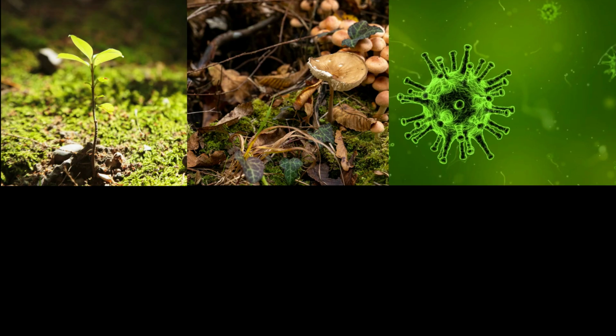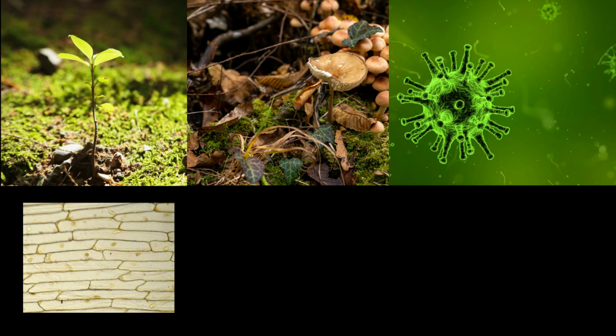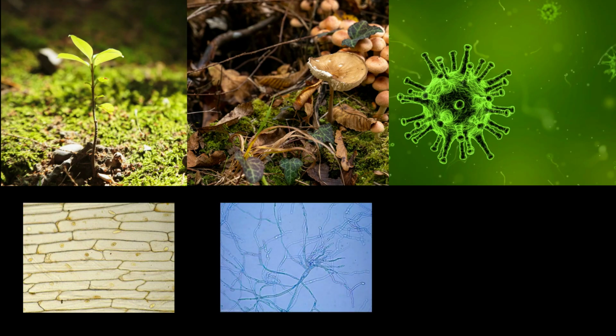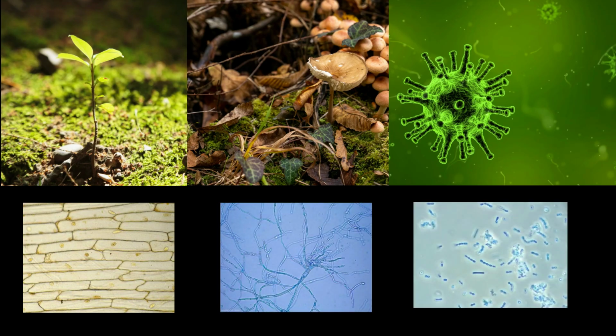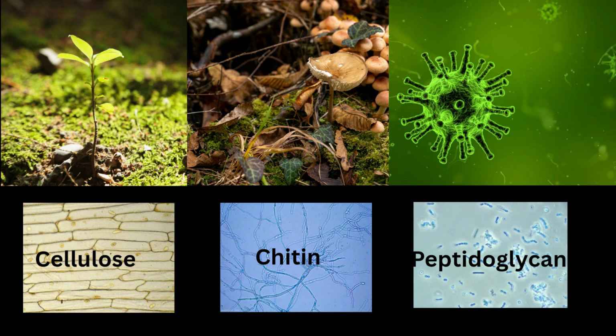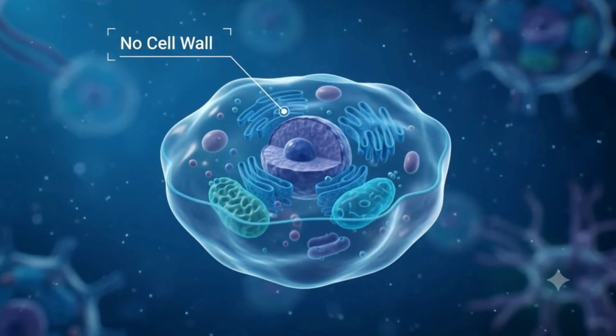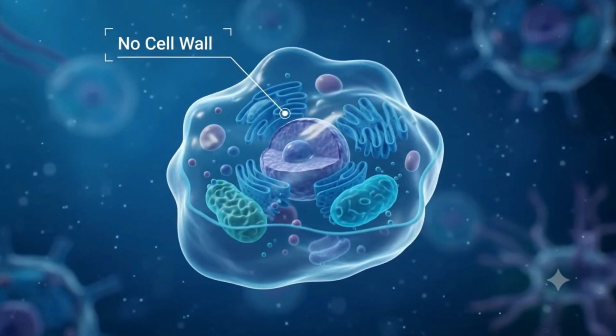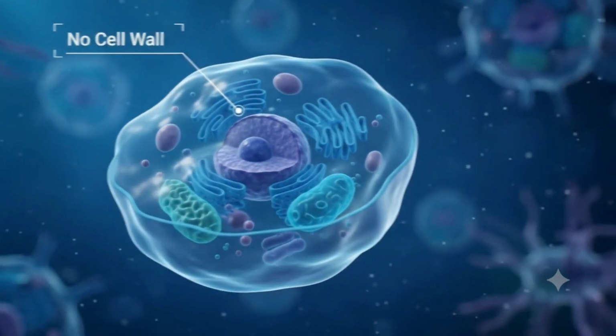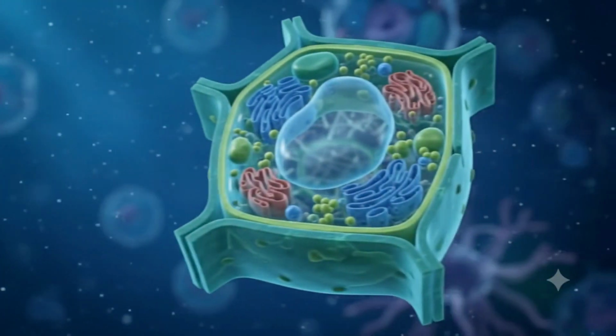While the cell wall serves the same basic purpose across these organisms, its chemical composition differs. In plants, it's mainly made of cellulose. In fungi, it's mostly chitin. In bacteria, it's rich in peptidoglycan. Interestingly, animal cells have no cell wall at all, which is exactly what makes them more flexible and able to change shape. At a glance, the cell wall might look like a simple outer covering.